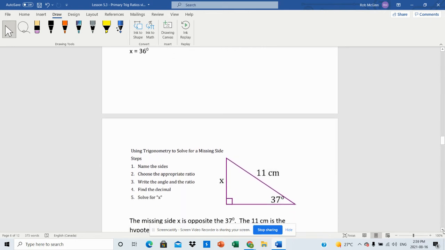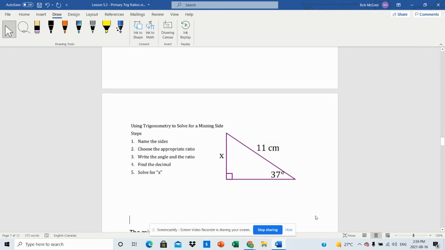So using trigonometry to solve for a missing side, in this case, here's what we're going to do. We're going to follow these steps. We're going to name the sides, choose the appropriate ratio, write the angle and the ratio, then we're going to find the decimal, and finally solve for x.